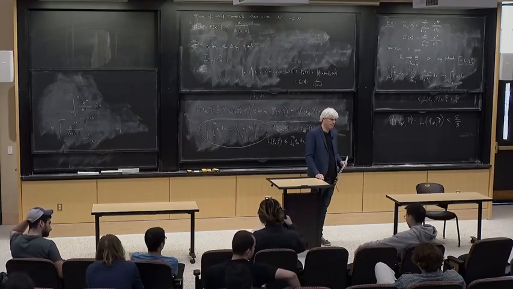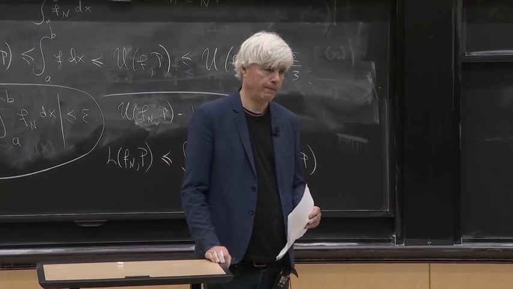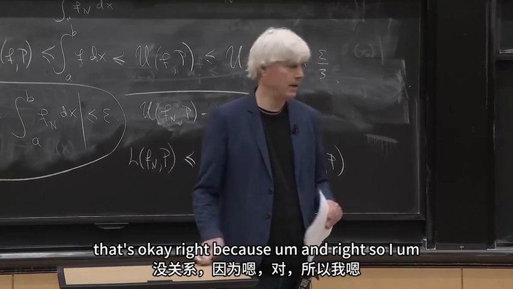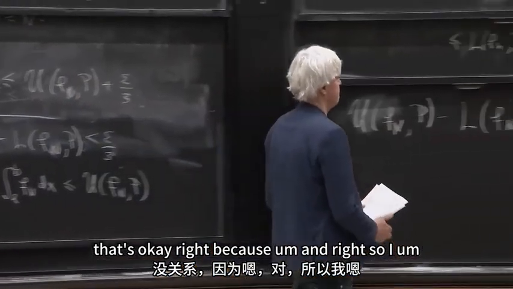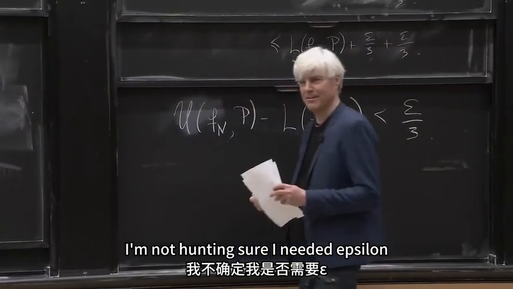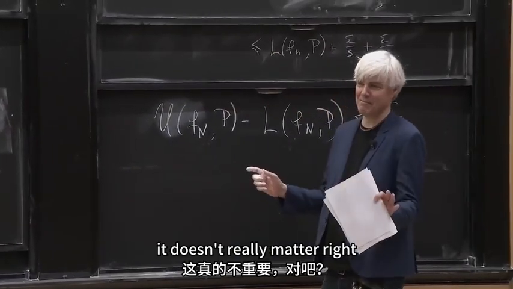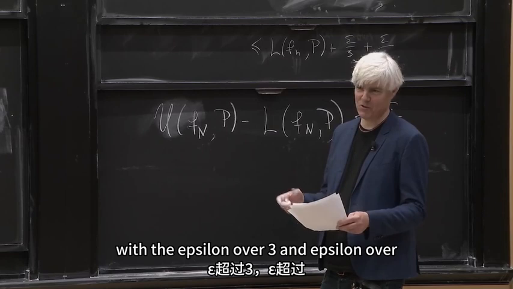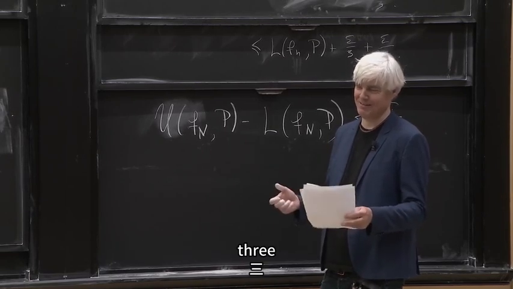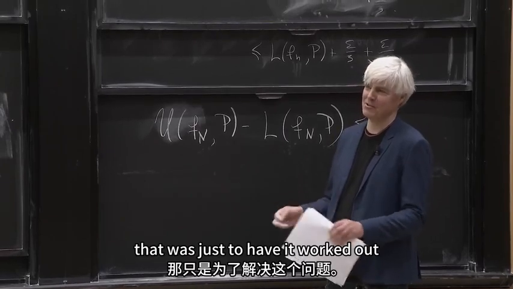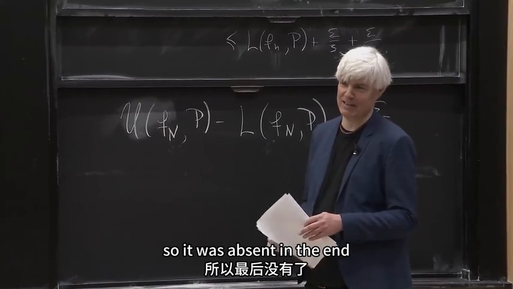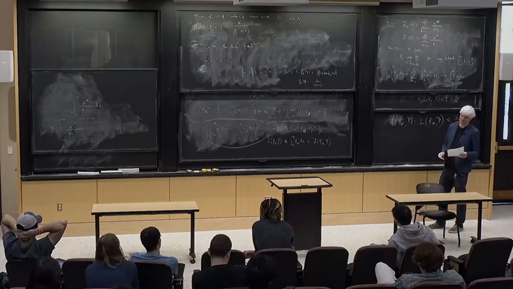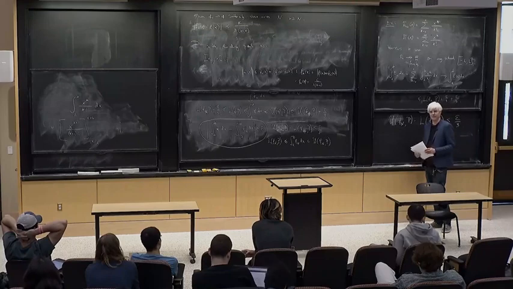I think originally, it started saying that we wanted the difference to be less than epsilon, and that was less than or equal to epsilon. Yeah, okay. That's okay, right? I'm not 100% sure I needed less or equal to epsilon. It doesn't really matter, because you just picked that. I had chosen it with epsilon over 3 and epsilon over 3 times b minus a. That was just to have it worked out, so it was epsilon in the end. But you could, of course, have chosen it even smaller and then you would have had strict inequality. It's possible it was actually strict inequality. Anyway, okay.